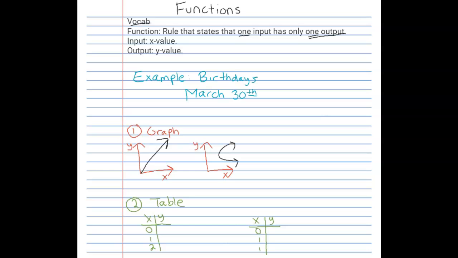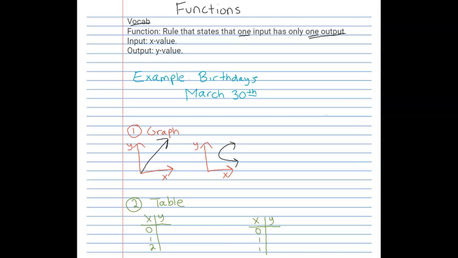So let me give you an example of a function. Let's go with birthdays. Everybody has a birthday. Mine, for example, is March 30th. True story. Now, I have one birthday. That's it. My birthday's not March 31st. It's not April 1st. It's not a combination of those 3 days. It's only one day. It's only March 30th. However, I know other people whose birthdays are also on March 30th.